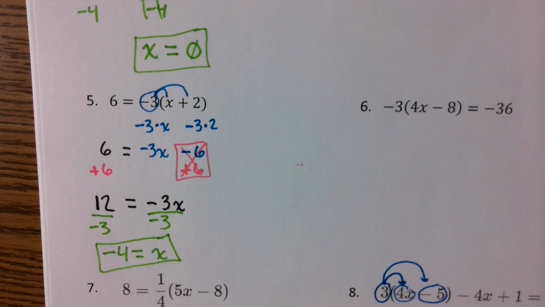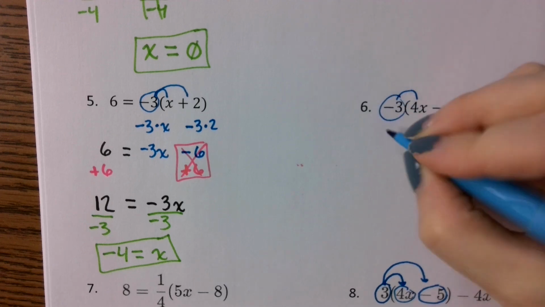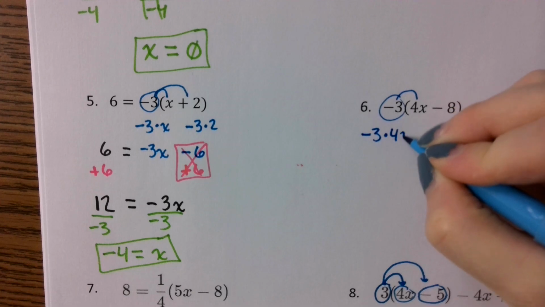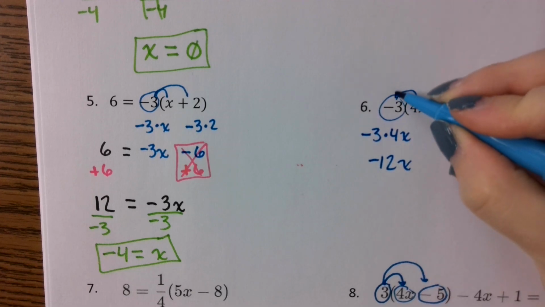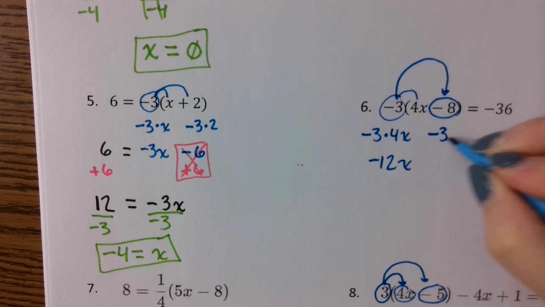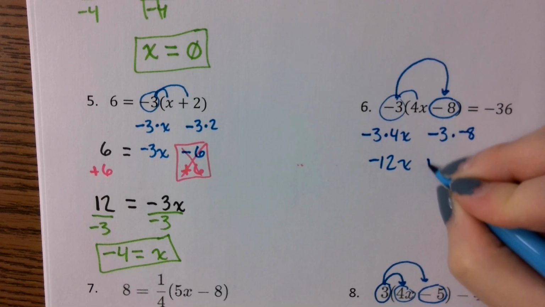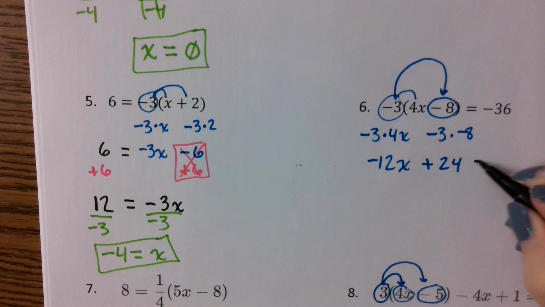All right, number 6. Distribute? Yep, we can distribute. Negative 3 times 4x. Negative 12x. Good. And then I'm also multiplying negative 3 times negative 8. Good. So negative 3 times negative 8? 24. Positive 24. Make sure you include that positive sign. And that is equal to negative 36.